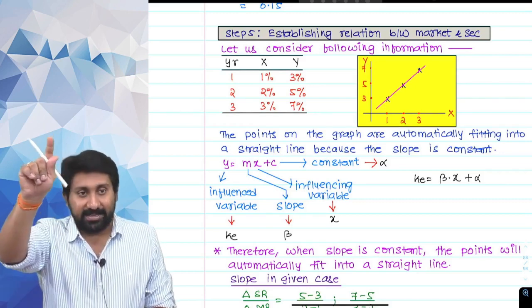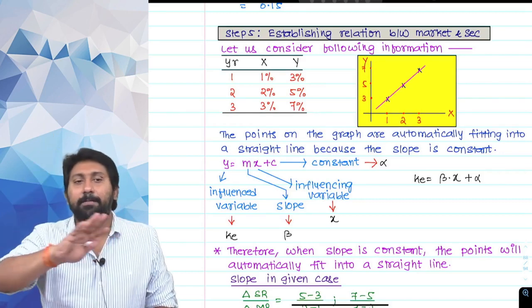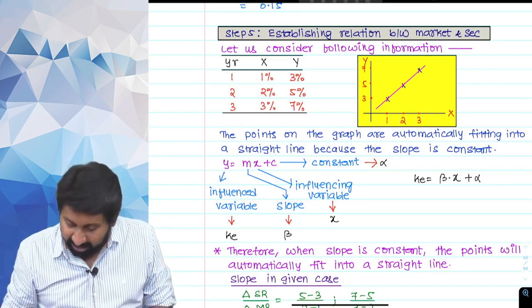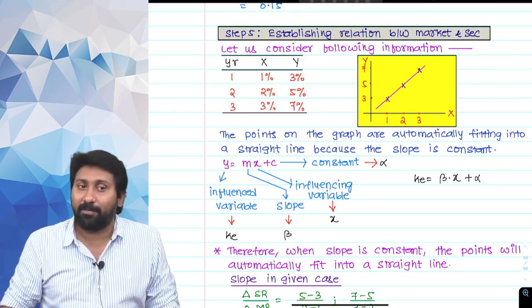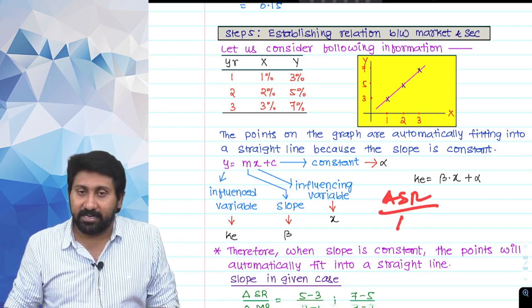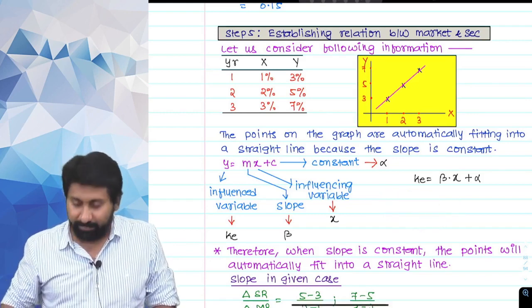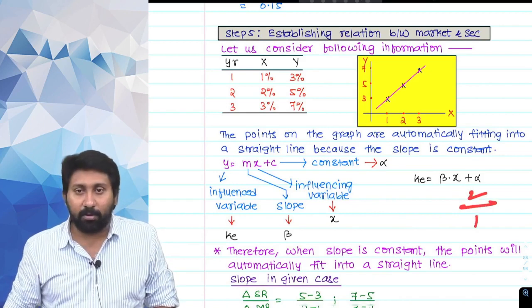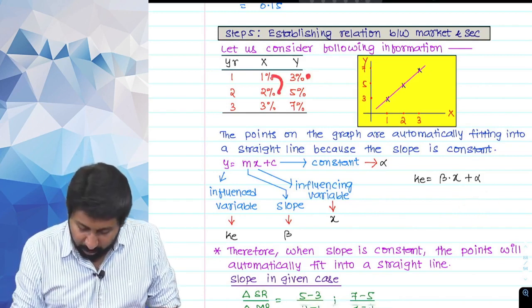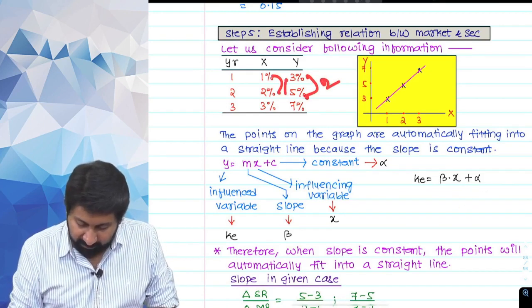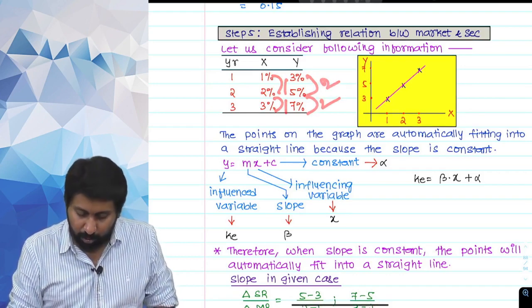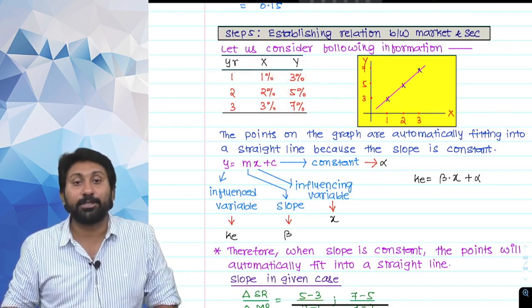In this case, you need not calculate beta using any other information. At that time, the first beta formula we did was delta SR by delta MR. You can use that. What is the delta SR? 2. Delta MR? 1. Delta SR 2, delta MR 1, 2 by 1 is how much? 2. So beta is 2 times.